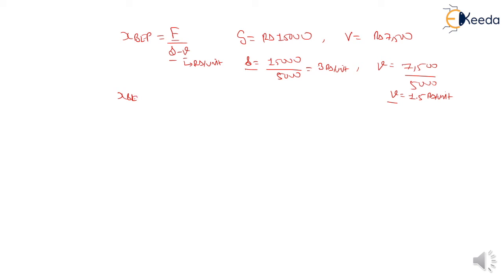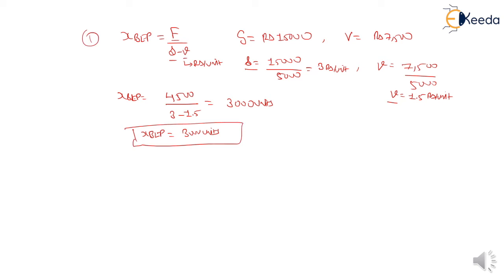X corresponding to the break even point. What is the total fixed cost? It is 4,500, small s is 3 and small v is 1.5, and calculate. So finally, X corresponding to the break even point comes to 3,000 units. Okay students, what is the answer here? X corresponding to the break even point is 3,000 units. Clear to all?